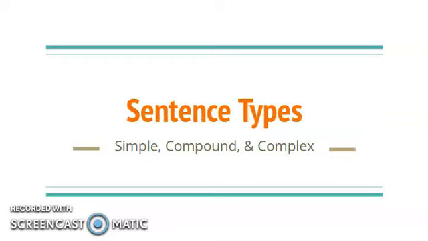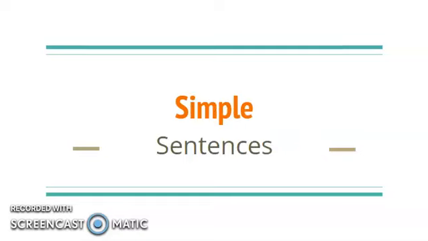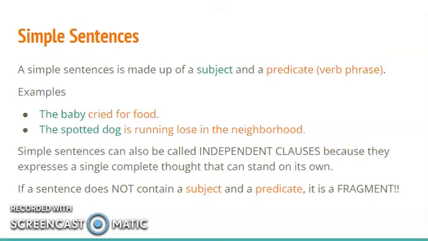In this video, we are going to be talking about 3 of the 4 different types of sentences and the rules behind each of these types. We're going to start out by talking about simple sentences. So a simple sentence is made up of a subject and a predicate, which is also known as a verb phrase. These 2 sentences are examples of simple sentences.